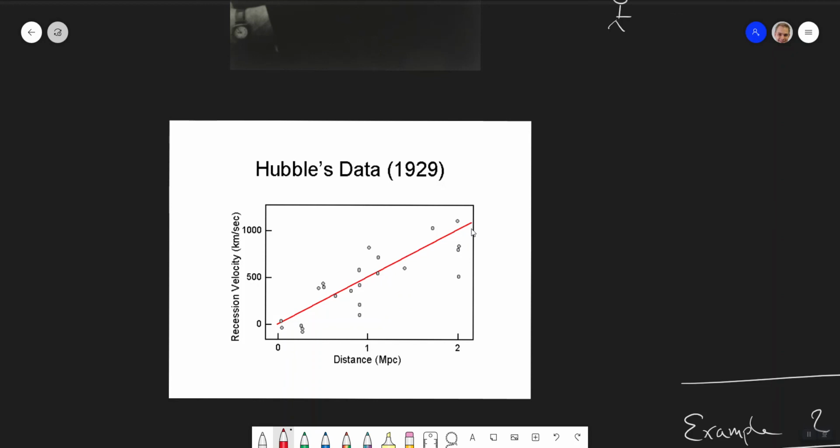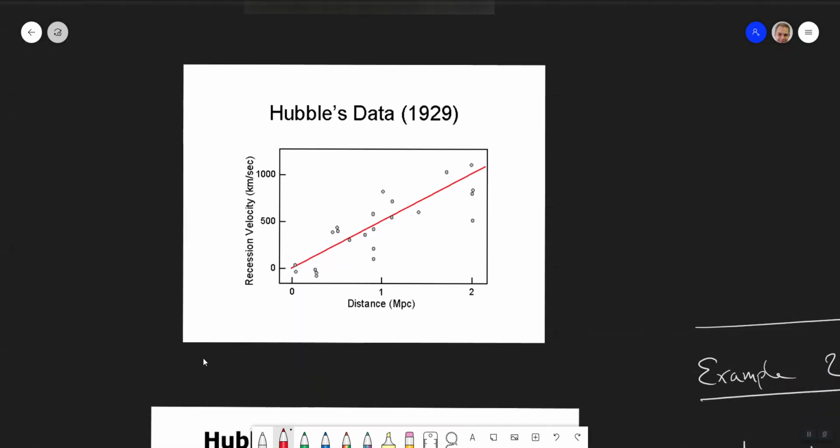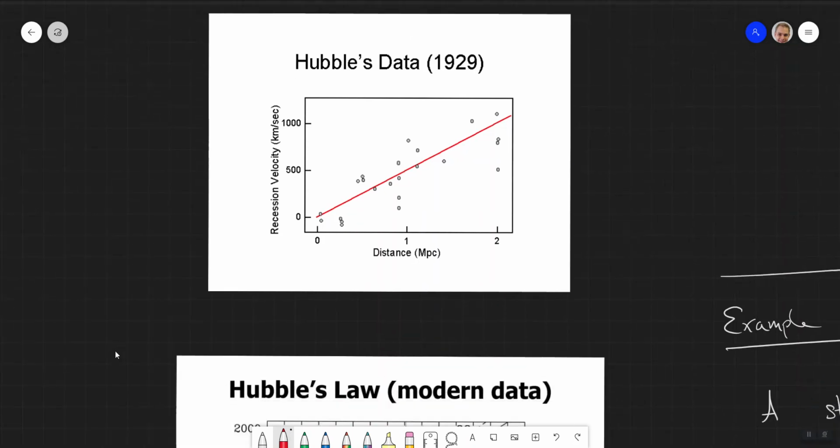This is the same data he plotted. He could measure to a distance of about 2 megaparsecs, so that is about 2 million parsecs. A parsec is about 3 light years. So he had a fairly good distance. And although there's a bit of scatter around this line, it's quite clear that this galaxy up here is moving faster away than these galaxies here. Not very many of them are moving towards us.